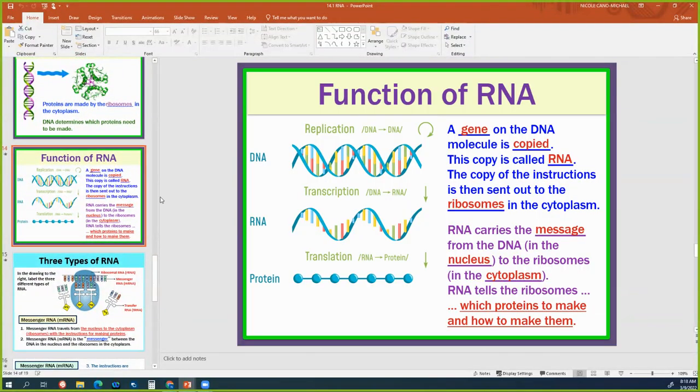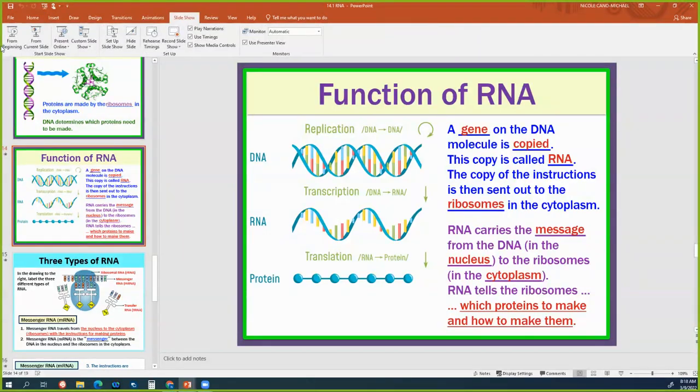All right. So in your notes, ladies and gentlemen, we finished up with function of RNA yesterday. At this point, the only part of the notes that we should still be working on is the very, very last page where it says the 3 types of RNA. So this is where we are going to start off today. Let me go ahead and get the slideshow going.